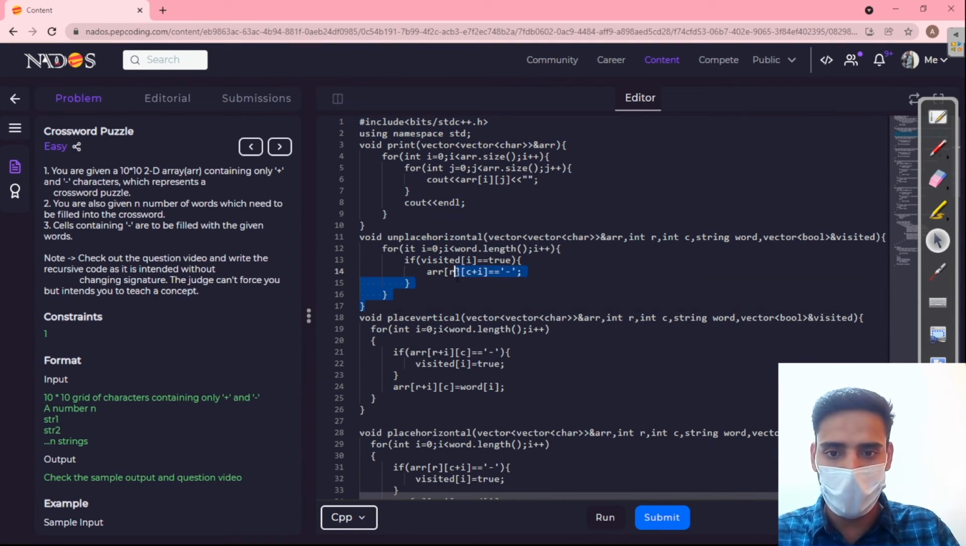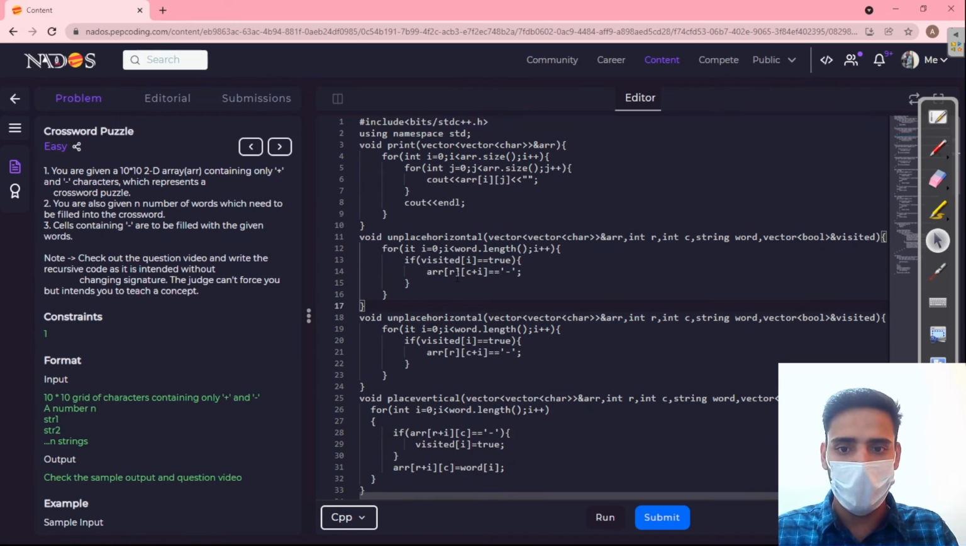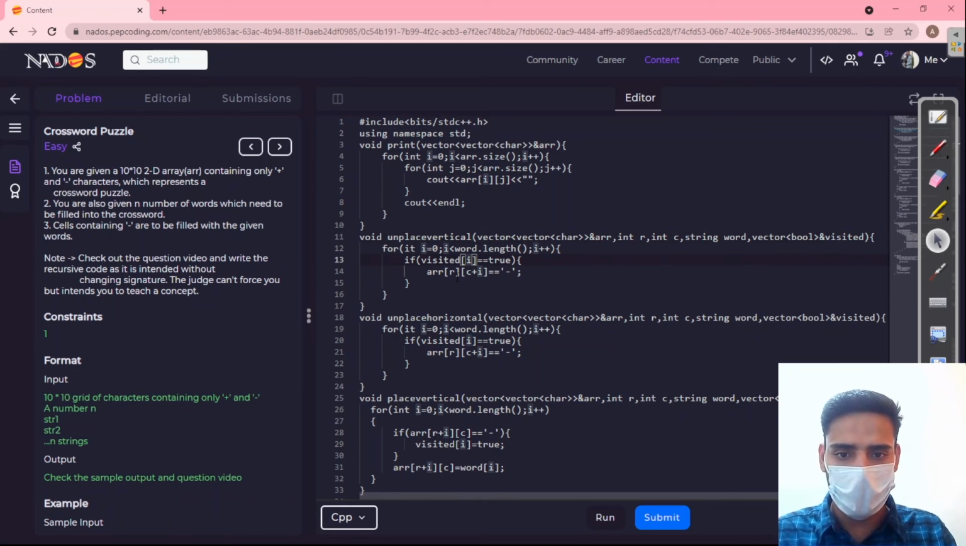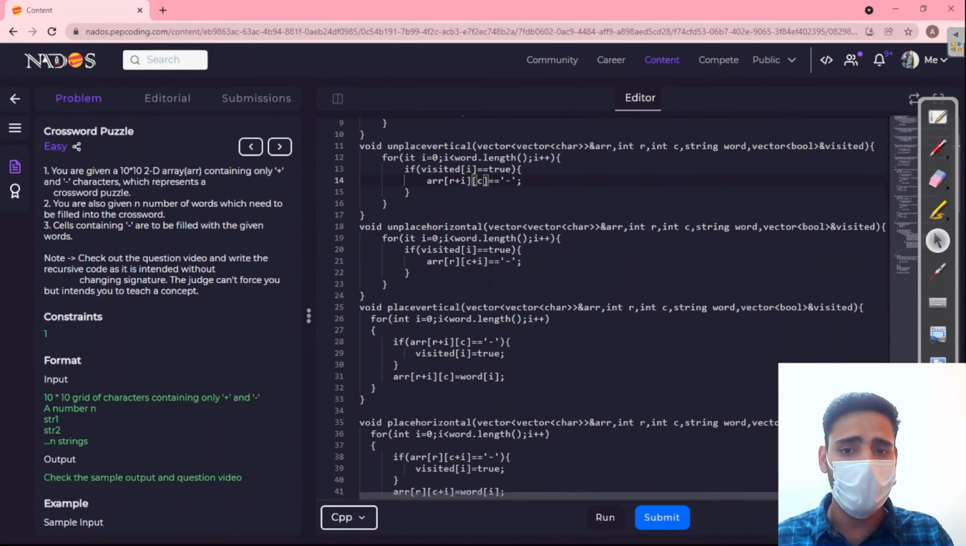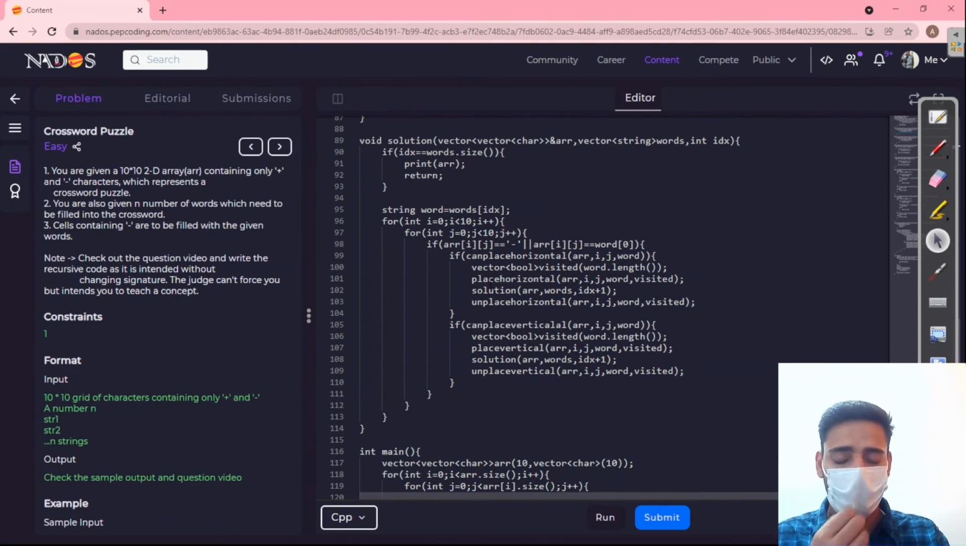We have to copy this code and we'll use the same code for unplace vertical as well. Okay, so copy, paste. Unplace vertical. Okay, this is done. Now we have to make some changes only. This time we will play with rows: r plus i, not c plus i. c will be the same. Do you see? That much easy. So we have completed all the 6 functions that we were looking for. Our code is complete.